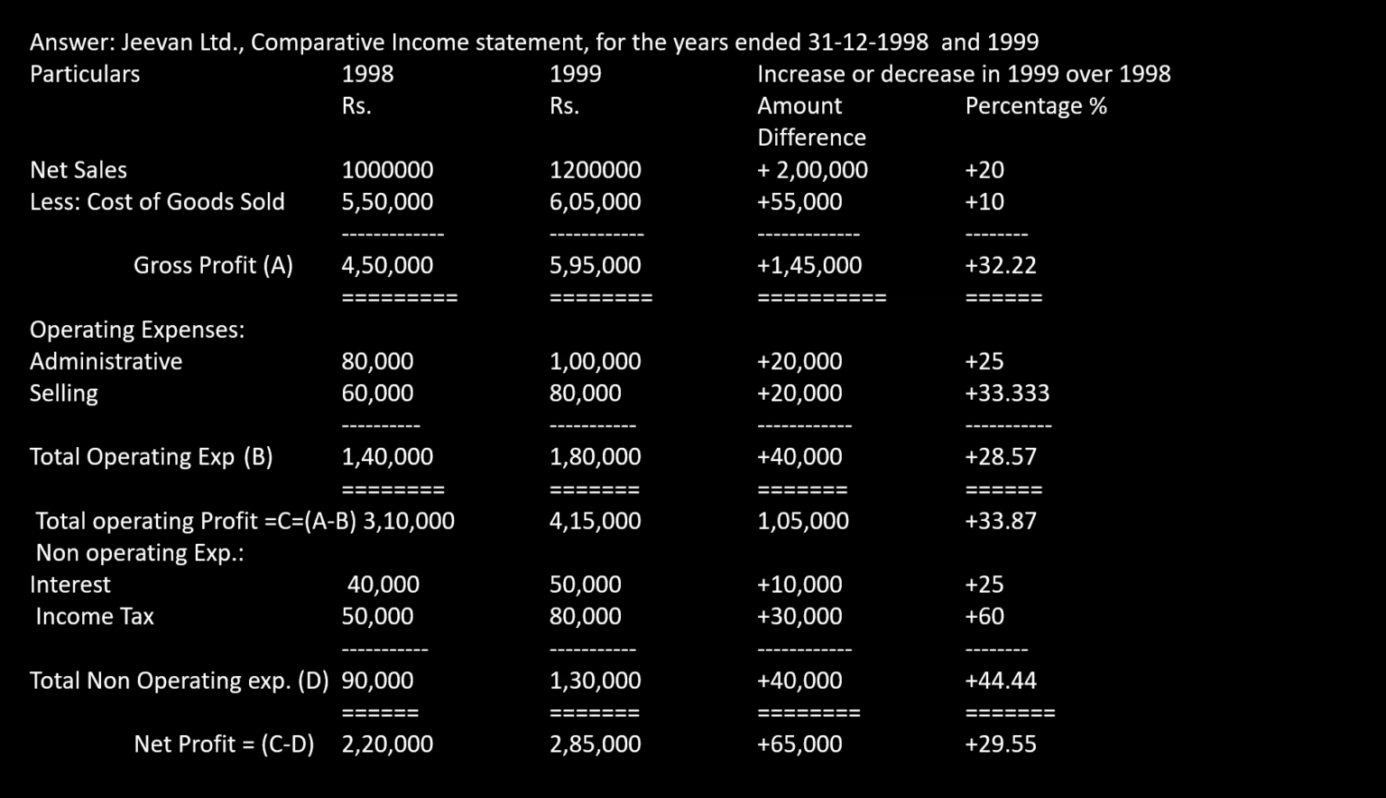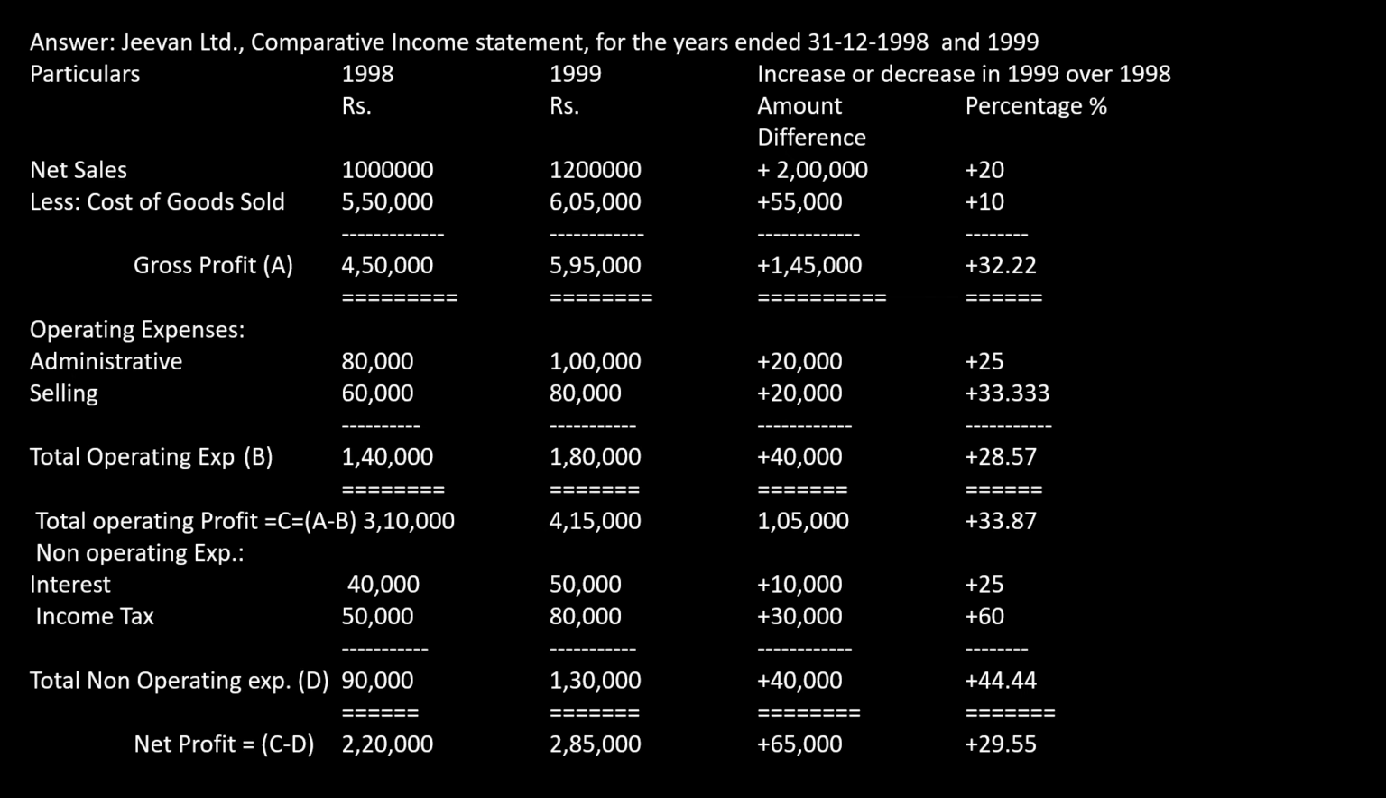Now 20,000 is the difference for administrative expenses. Then 20,000 divided by last year, that is 80,000. Therefore 20,000 by 80,000 into 100 will give me 25%. Is it clear? The same way you do for selling as well. 60,000 has gone to 80,000. What is the increase over there? 20,000. So 20,000 by 60,000 into 100 will give me 33.33.